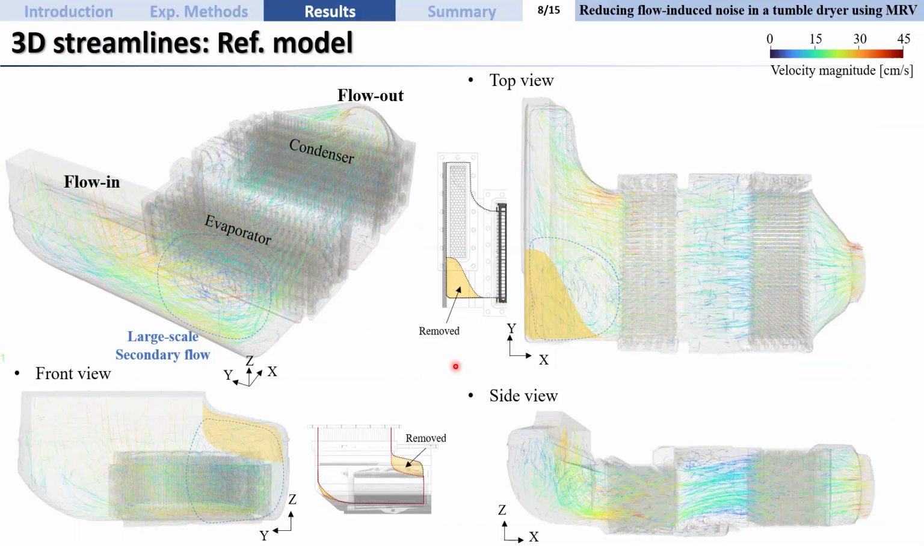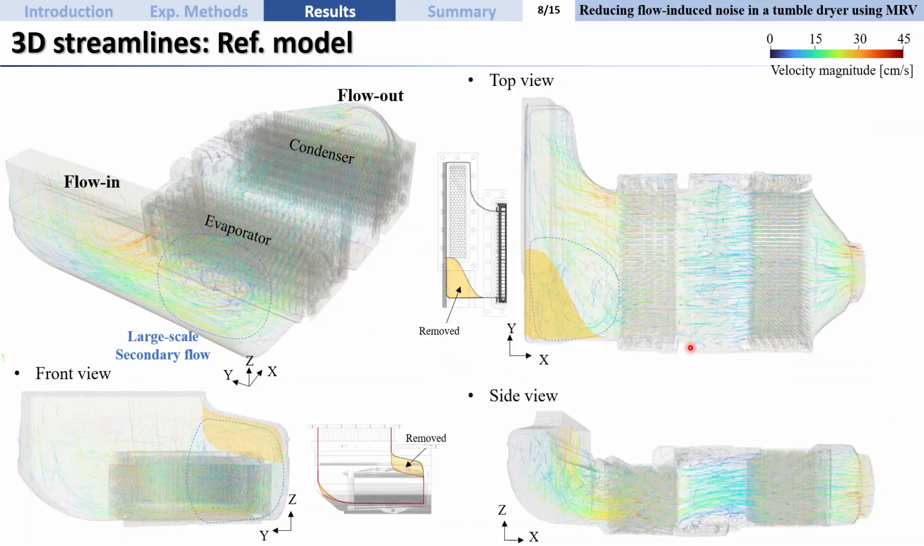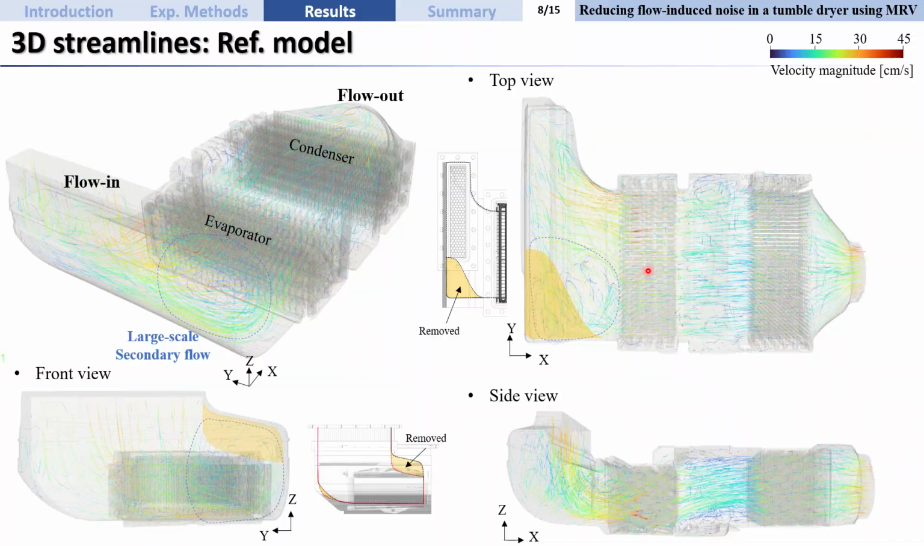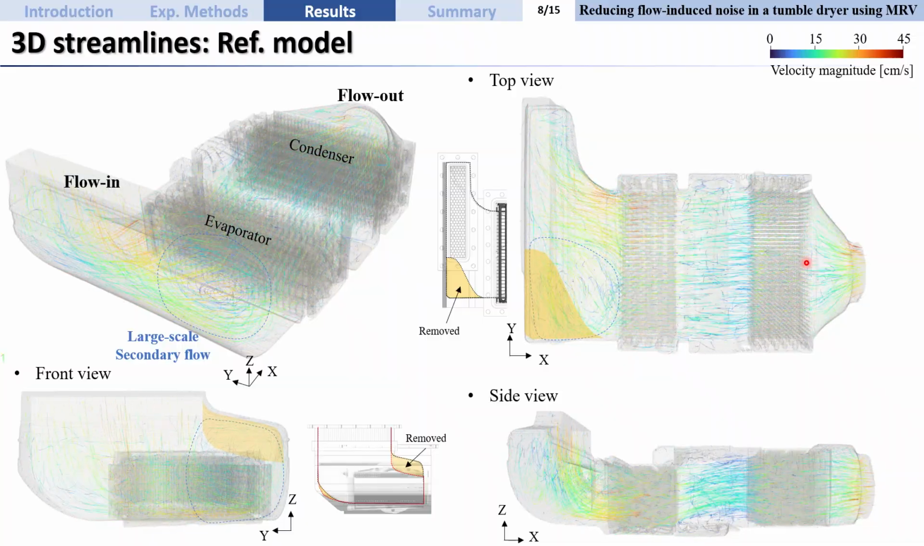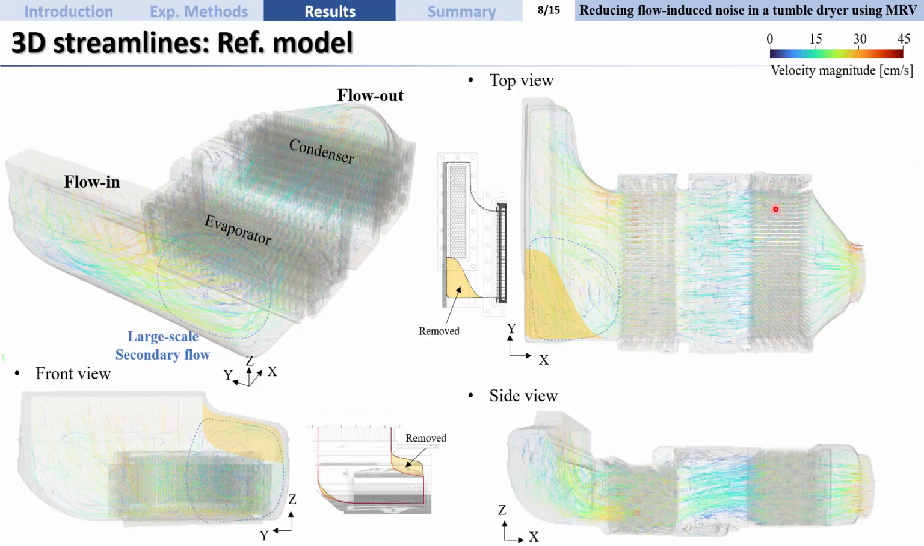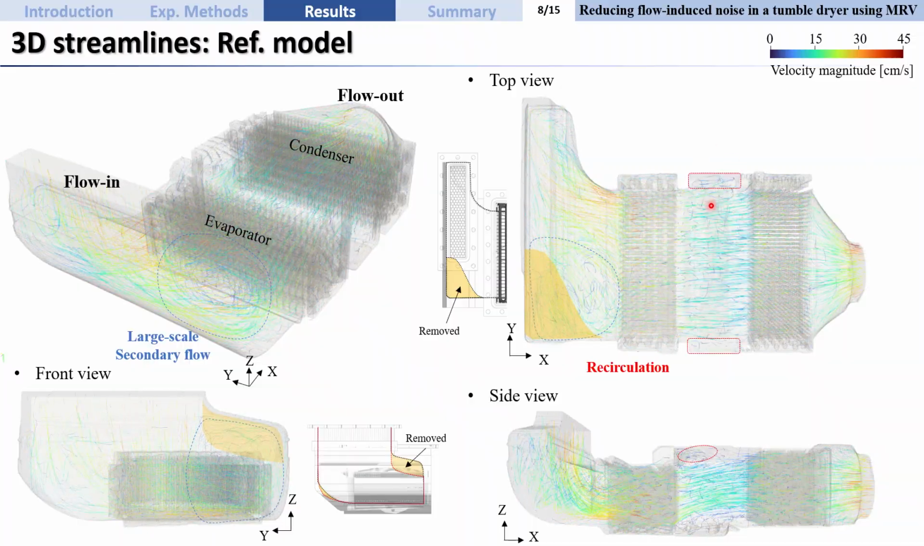And next, the flow becomes much more uniform as it passes through the evaporator. However, at the mid-zone between the evaporator and condenser, we can still observe recirculations both on the sides and above.